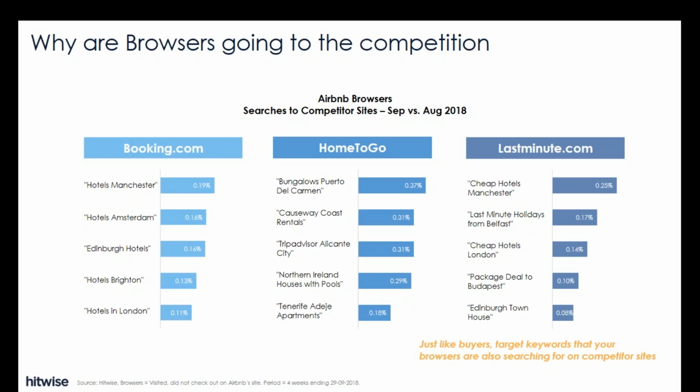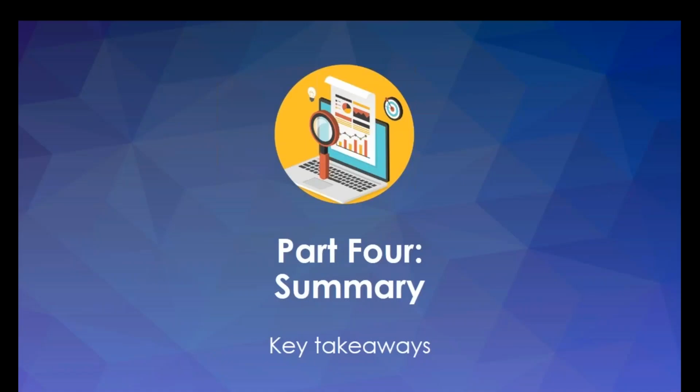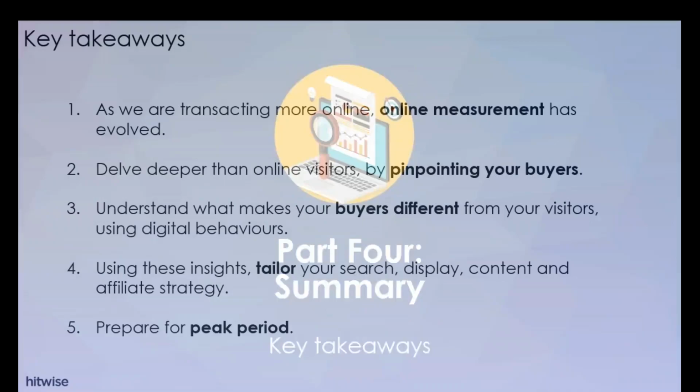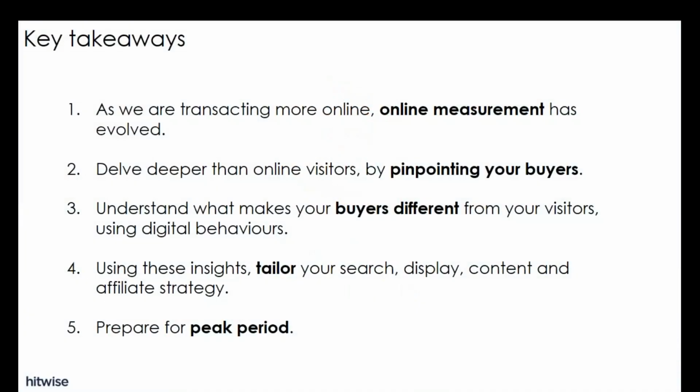So just to quickly summarize, as more and more of our transactions are becoming online, measurement has evolved, and we've seen that evolution at Hitwise, from the conversation shifting from total page views, total visits, through to measuring conversions and also transaction share. But one thing to note was that these three key metrics are all critical to understanding your online performance, as what we saw with the Amazon example.